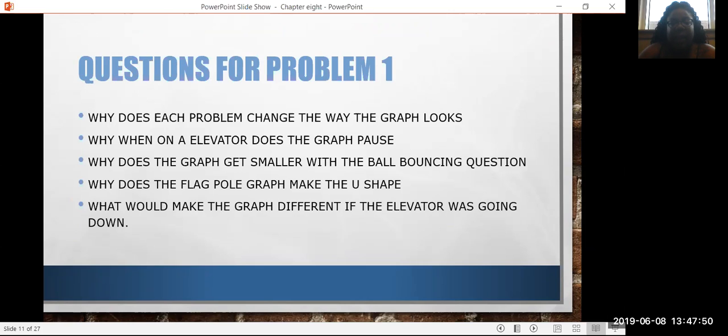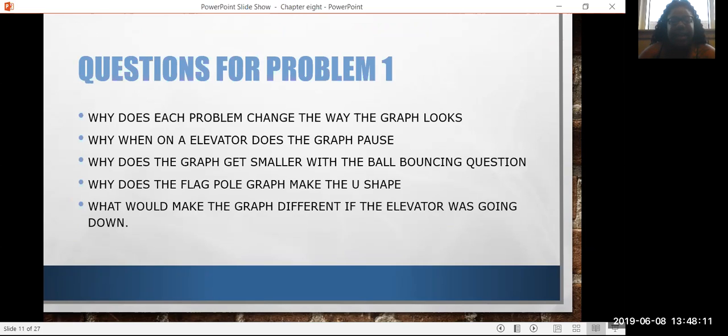And then my fourth question is, why does the flagpole graph make the U shape? That was one of the first things I noticed when I was doing the graph with the flagpole. I noticed that it made the U shape, and so I was like, "That's kind of cool that you're talking about a flagpole. Why is it making this U shape?" And it's the sun and shadow that played a part in that.